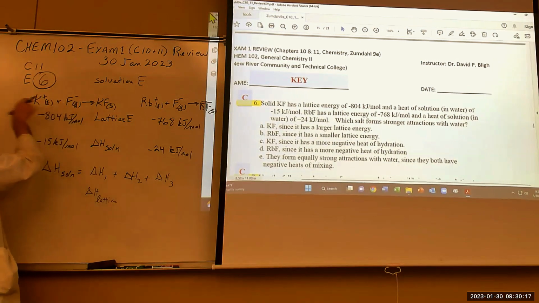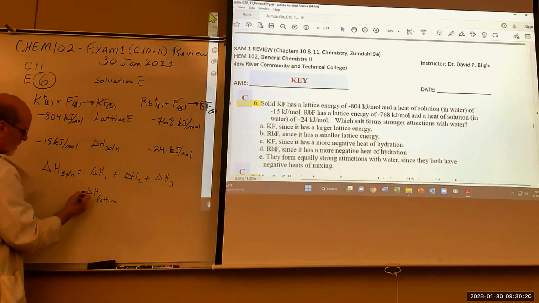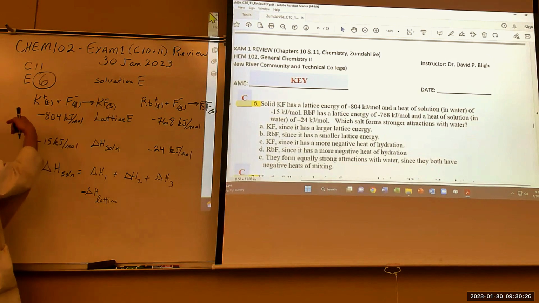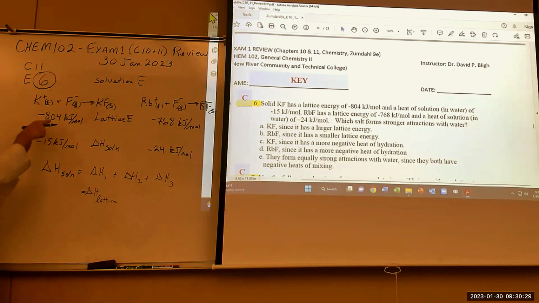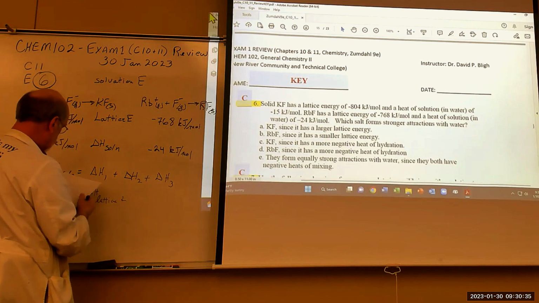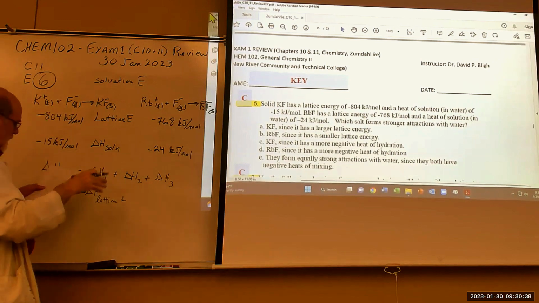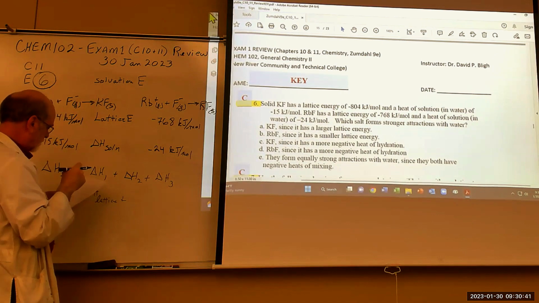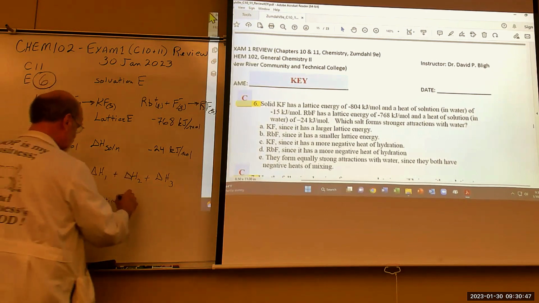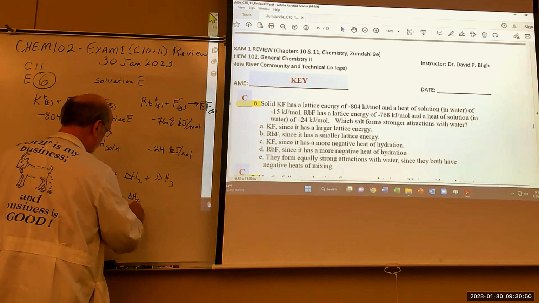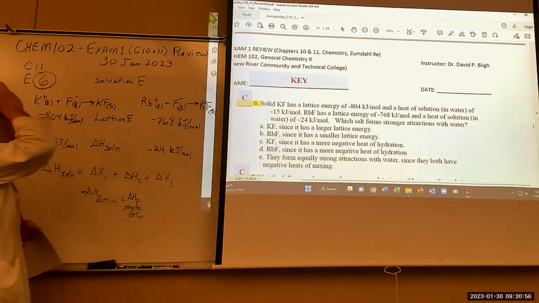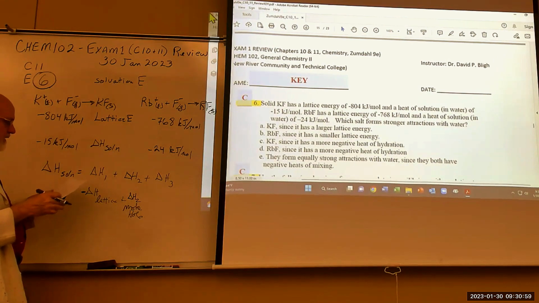But the lattice energy is putting them together. So we need a negative in front of that. Okay? Because we want to go the other direction when we're putting them in solution. And this value is for that direction. So the second one is called solvent expansion, or make a hole. So this delta H is make a hole. So we're taking the water and spreading the molecules apart. How much energy does that take?